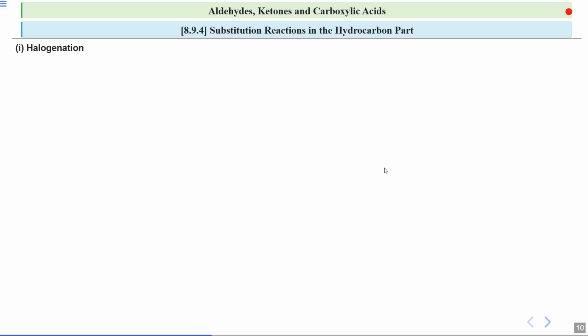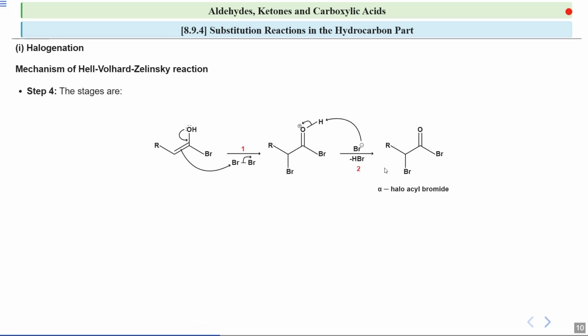Now further continuing with the mechanism, next we have step 4. If you look carefully at what is happening in step 4, there is an attack of the enol on the Br2 molecule. There is loss of a proton to form alpha haloacyl bromide.